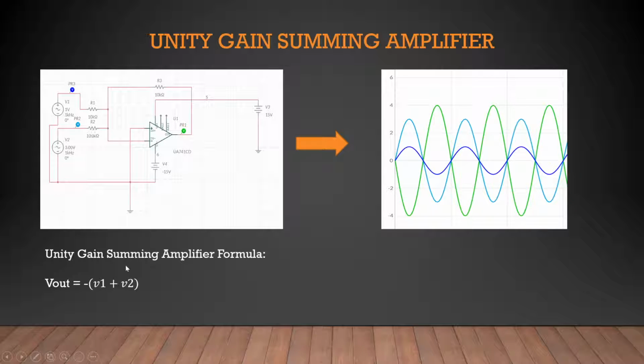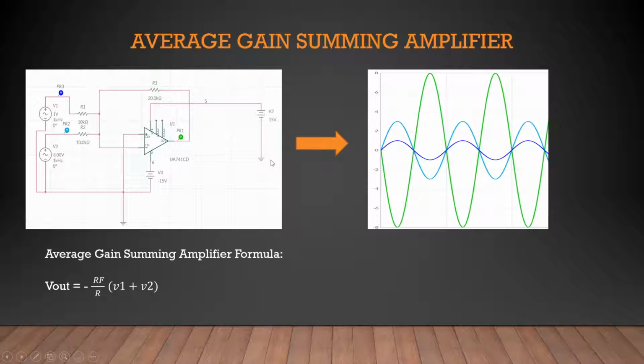Next we just add up V1 and V2. As you can see, for 1 volt and 3 volts, we get -4 volts because it's an inverting amplifier. So that's why we get -4. Next is average gain summing. Average gain summing means that RF is different from the R here. So here RF is 20 kilo ohm, and both of the R here are 10 kilo ohm.